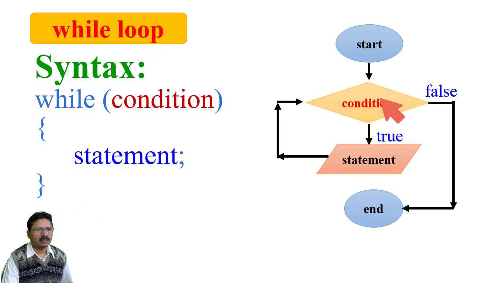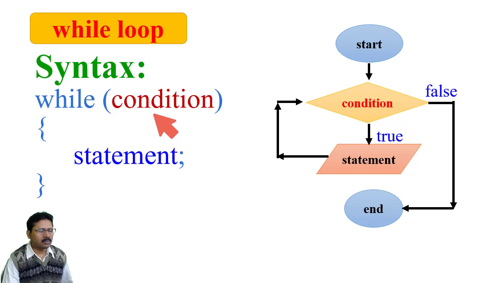This is the while loop. This is the flowchart of the while loop. A condition will be there under the while statement. If the condition is satisfied, then all the statements inside the while loop will be executed and it will automatically return to check whether the condition is satisfied or not. If the condition is satisfied, again it will execute the statements and return back to check the condition. This will continue until the condition fails. When the condition becomes false, the while loop will terminate and the program will come to the end.